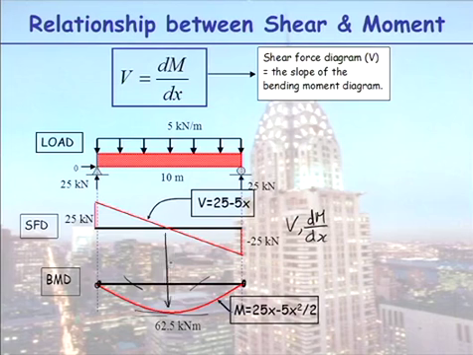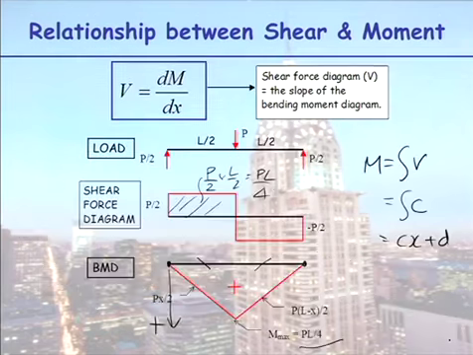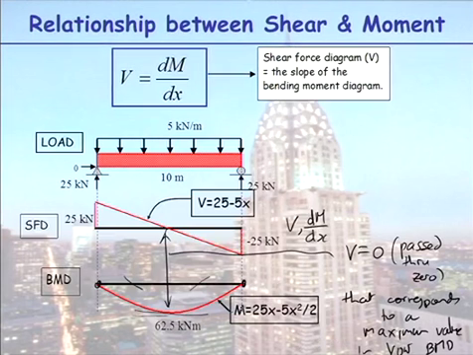So what does that mean? When V equals 0 or passes through 0, that corresponds to a maximum or a minimum value in your bending moment diagram. Let's go back here. What did our shear force do through here? Can you see it passed through 0? So wherever your shear force passes through 0, that gives you a maximum in your bending moment diagram.